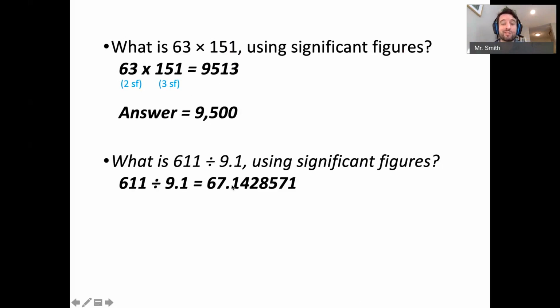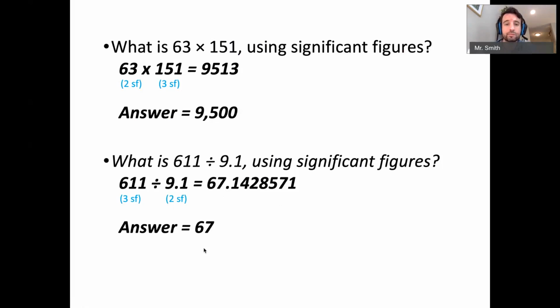Now, the nice thing about sig figs here is that you won't have to write out all these decimals in your final answer. You just have to write out, in this case, the first two numbers, because 9.1 has 2 sig figs. So we're just going to keep the 6 and the 7, and because the next digit is a 1, it just stays 6, 7. So 67 is our final answer.